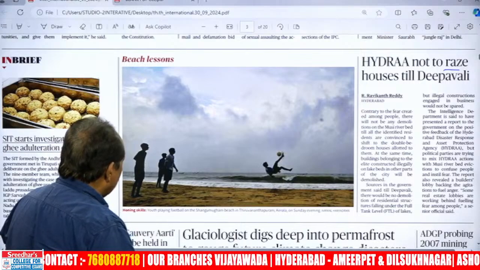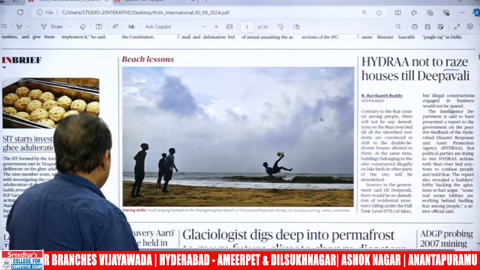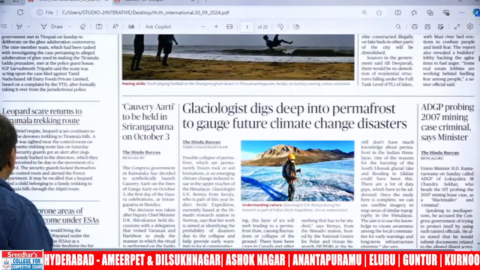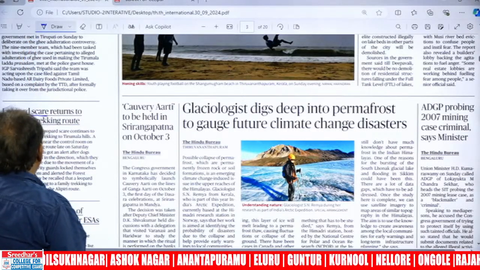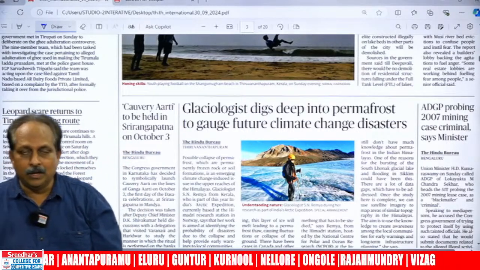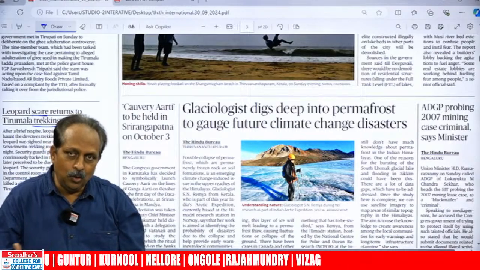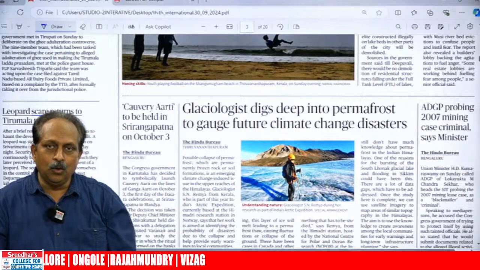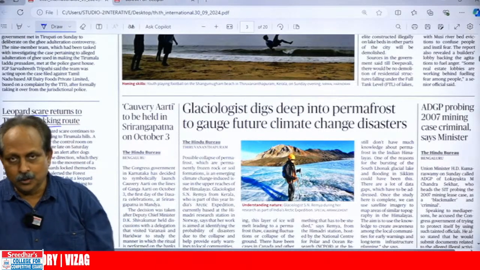Youth playing football on the Shanmugam beach in Thiruvananthapuram, Kerala on Sunday evening. Leopard scare returns to Tirumala trekking route. There are two words over here. One is scare, trekking. You have to know two words, hiking and trekking. What is the difference? Hiking means go for a long walk in the lowland areas. Usually countryside we use the word hiking. But trekking goes with mountain region, hilly region we use the word trekking. That's what you have to know.